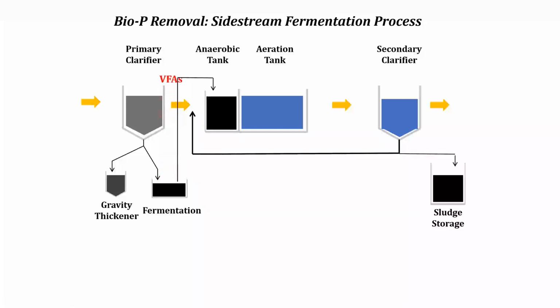So here they go. The volatile fatty acids come into the anaerobic tank. PAOs are in with the return sludge. As they become energized, they release phosphorus. Now it's a little more complicated blend we need to get. Now we need to measure the 3 inputs for our 3-to-1 ratio. We want 3 times as much soluble phosphorus exiting as coming in.